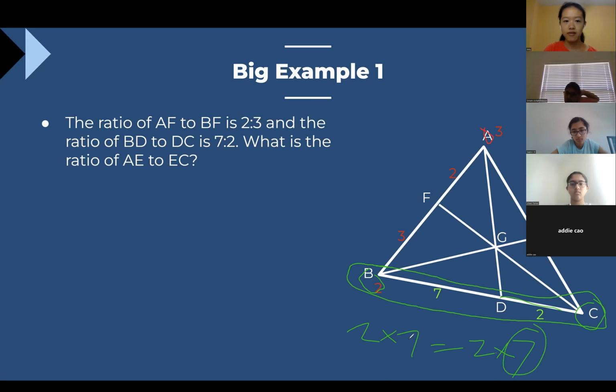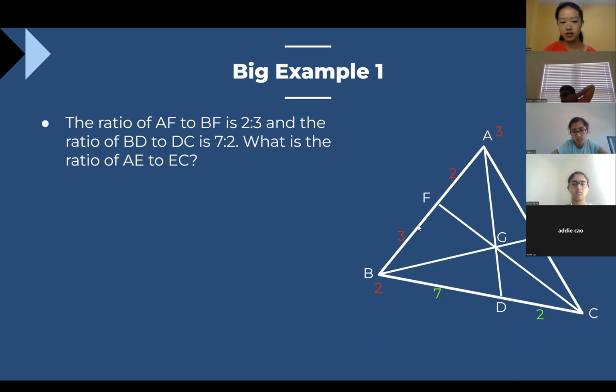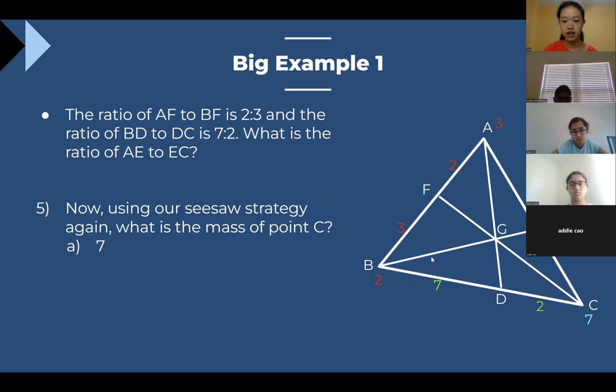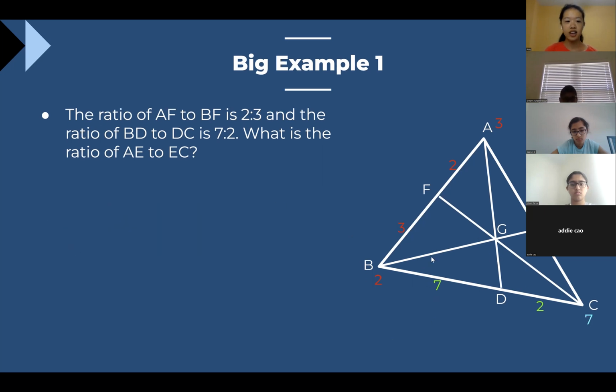So we have the mass at C now, and we label it on our diagram. And now we actually have enough information to solve for AE and EC. So what are some possible values for AE and EC?